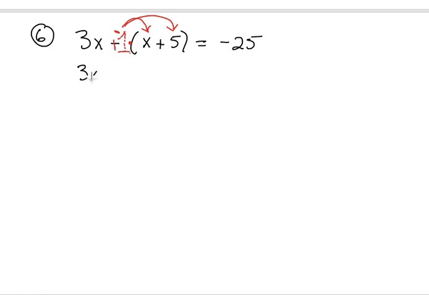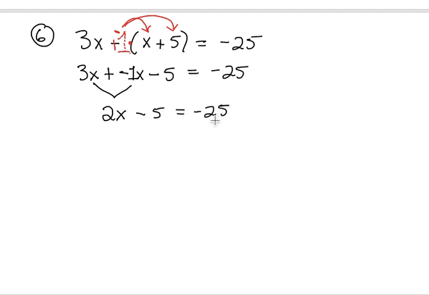So bring down that 3x, bring down the plus. Negative times a positive is a negative 1x, and a negative 1 times a positive 5 is a negative 5. Bring down the equals, bring down the negative 25. So now I see I can add my x's together. So 3x plus a negative 1x is a positive 2x. There's more positives left over. So positive 2x minus 5 equals negative 25.